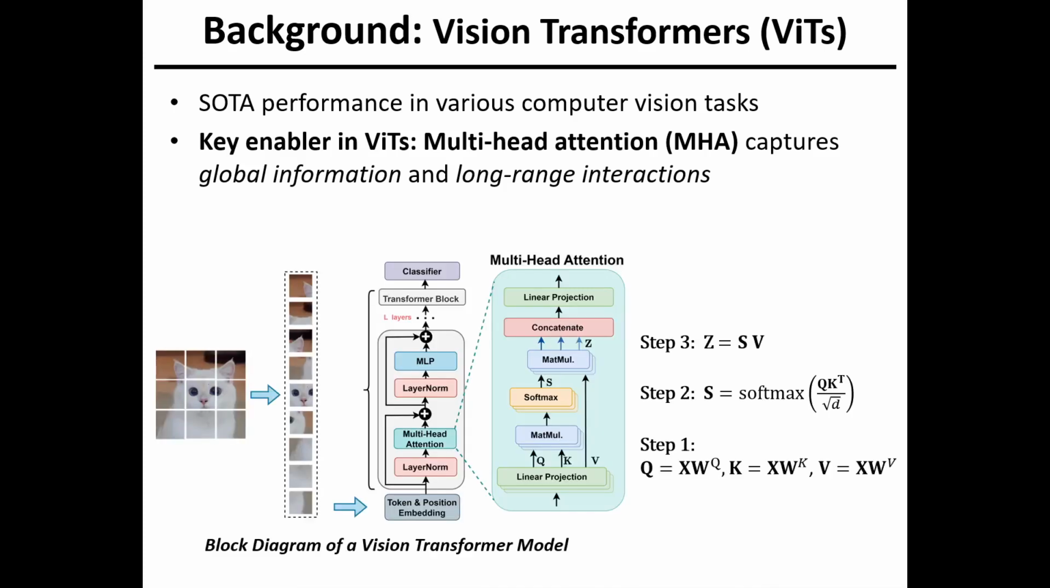In a typical ViT model, input images are first split into patches and then fed into the model comprising multiple layers of transformer blocks, and each transformer block has an MHA module, where the input X goes through a three-step computation: computing Q, K, V vectors, followed by calculating the softmax attention S, and finally computing the attention score Z.